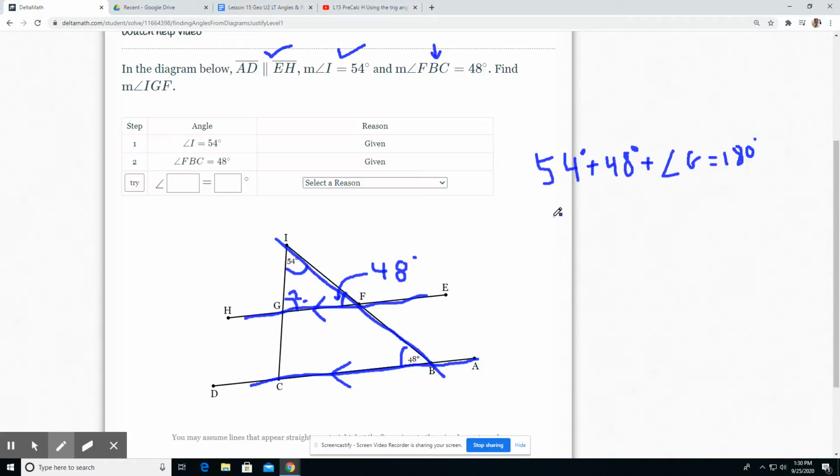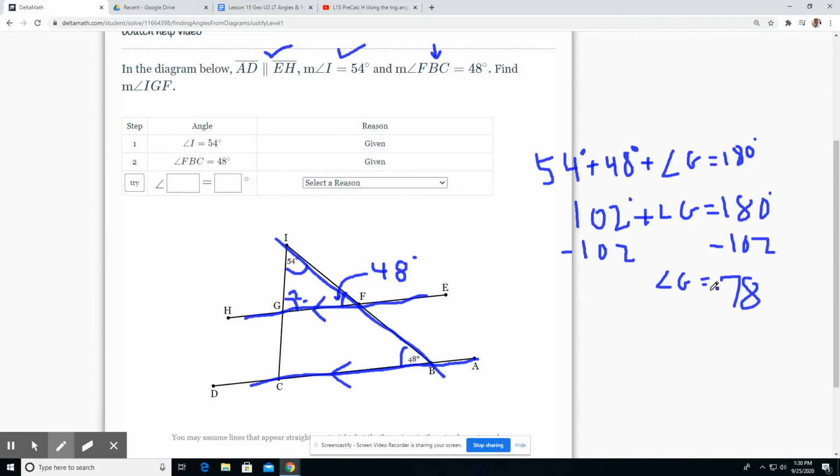All right, so 54 plus 48, I think that's 102. So that's 102 plus angle G is equal to 180. And minus 102, minus 102, angle G is equal to 78. All right. So 78 should be our final answer, and we can go from there. All right. So let's see what their options are. FBC is 48, 54. So that means this is the final answer. Final answer is IGF. So they're looking for IGF. Angle IGF is equal to 78. 78, we found that. Select a reason.